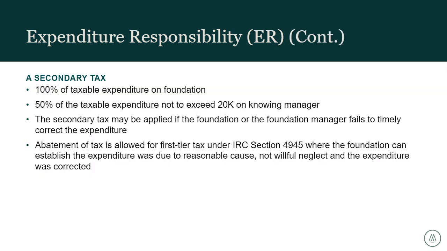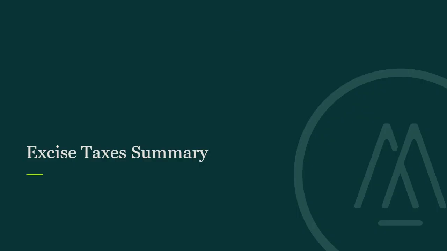Consequences of not doing expenditure responsibility. I spoke earlier of if you don't do ER, then it can be a taxable expenditure. The first tier tax on that is 20% on foundations, 5% on knowing managers. There is a potential secondary tax if the expenditure isn't corrected. There's potential abatement that could be allowed of that first tier tax if it can be shown the expenditure was made for a reasonable cause and there wasn't any willful neglect and the expenditure was corrected.